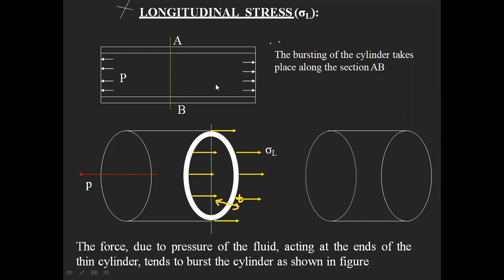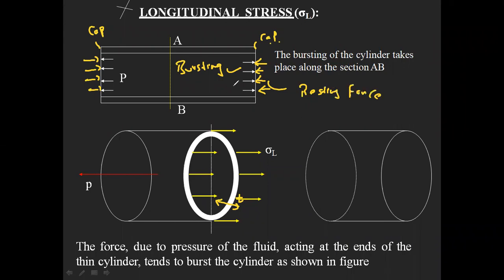To resist this force, your cylinder should also have a resisting longitudinal force. What will the resisting force be? On either side you can see the resisting force should be like this. Then only your cylinder won't burst in the longitudinal direction. Whatever cap you are providing on both sides, this cap should have a resistance towards this force. This force is a bursting force, and this force is your resisting force.